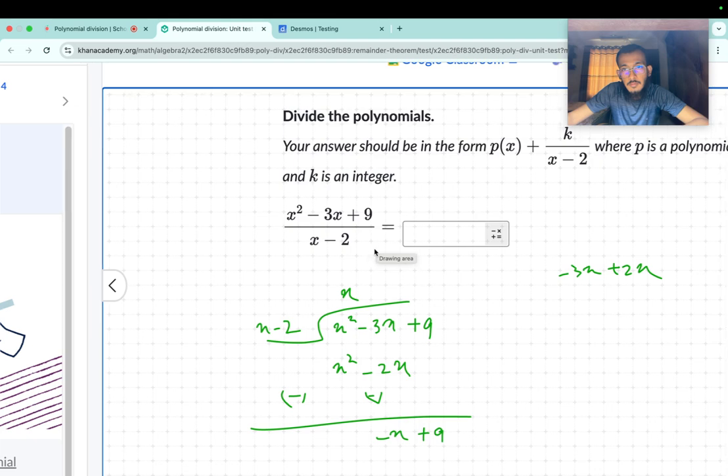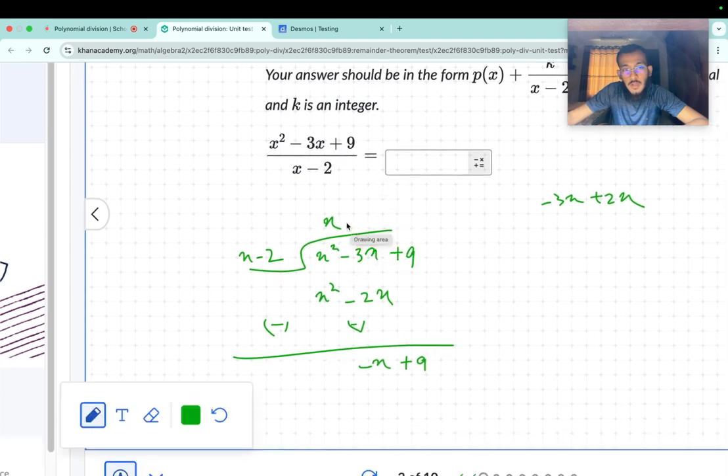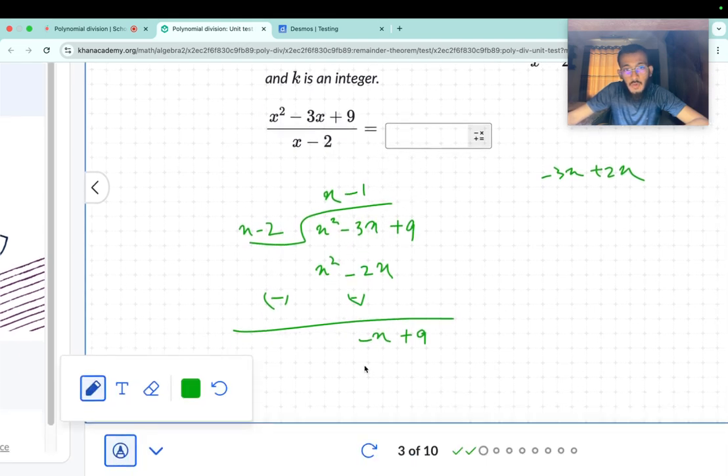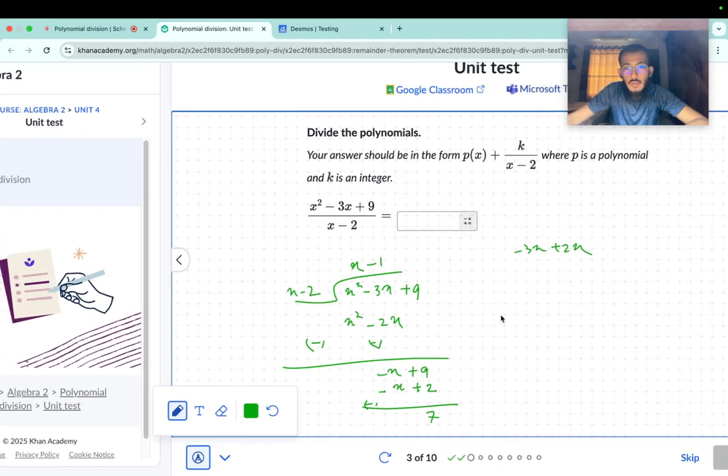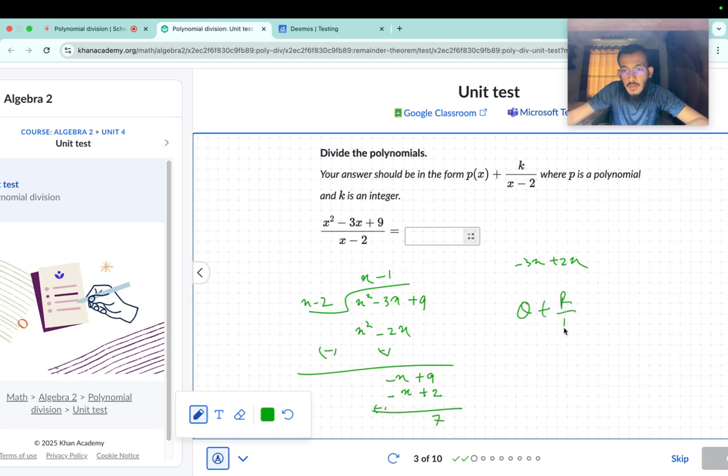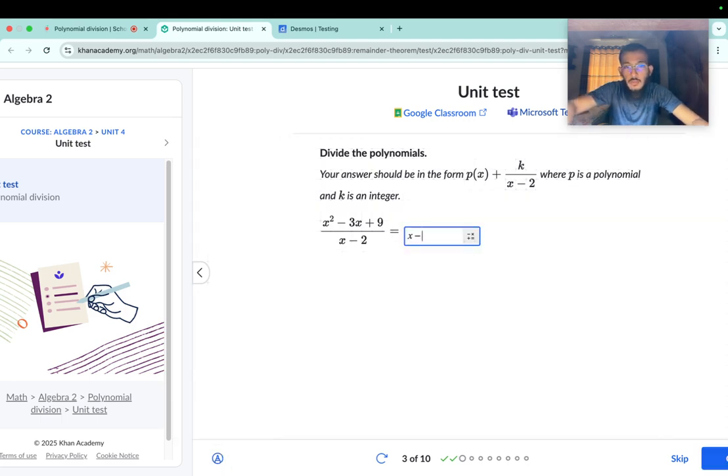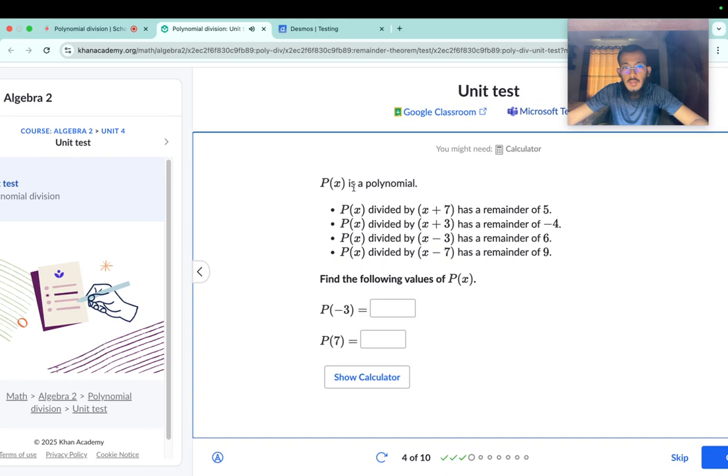Then what do we get? We can select minus 1, so minus x plus 2. If you subtract this, 9 minus 2 is 7. So we can write it as q plus r by d, quotient plus remainder over divisor. So quotient is x minus 1 plus remainder is 7 upon x minus 2. So this will be x minus 1, then we have plus 7 over x minus 2.